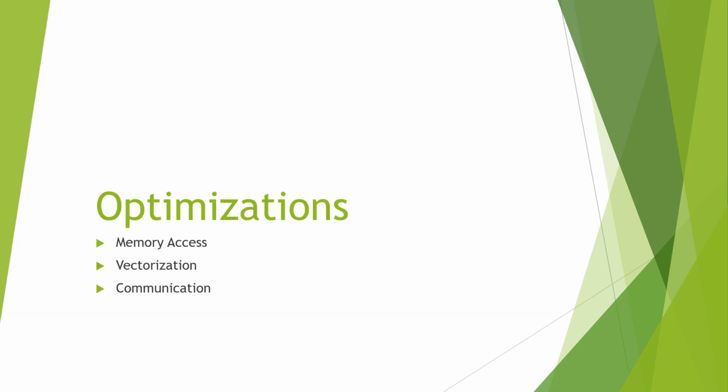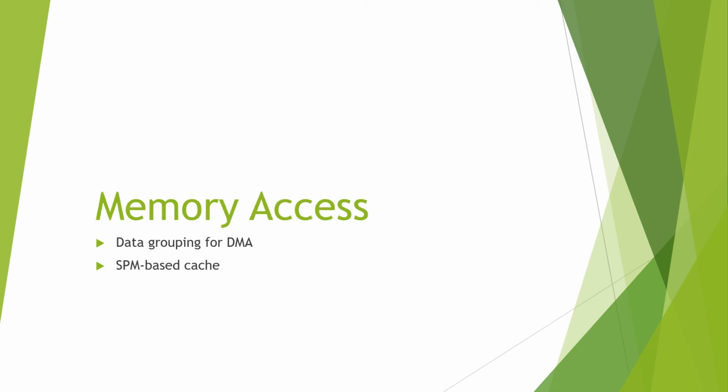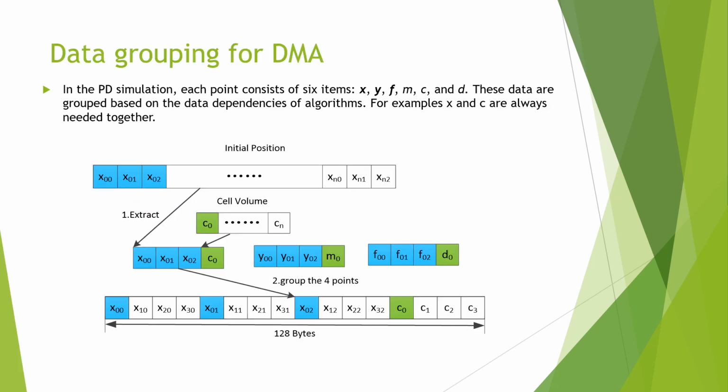Now, I will introduce the optimizations we do to solve the challenges from 3 aspects. There are 2 optimization approaches for memory access. One is the data grouping for DMA and the other is the SPM-based cache strategy. To make the DMA efficient, the data block used for DMA should be larger than 128 bytes. We need to pack the data into a layout that is suitable for DMA transaction.